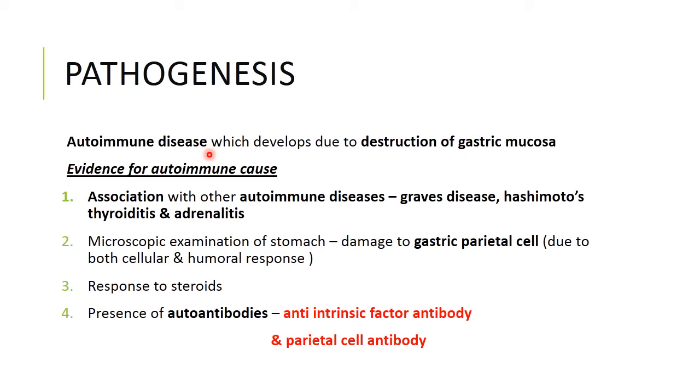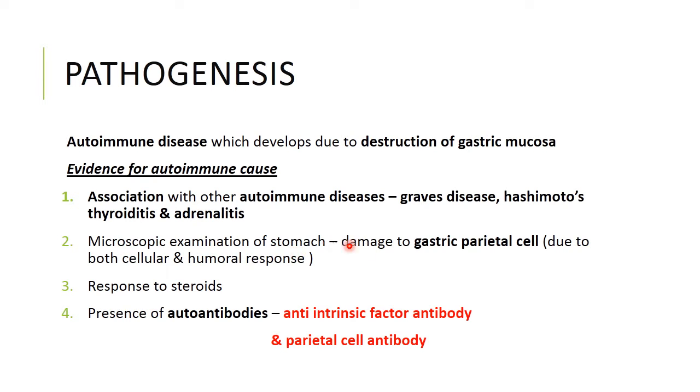Pathogenesis: it is an autoimmune disease which develops due to the destruction of gastric mucosa. Since the gastric mucosa is affected, the parietal cells are also affected, so they won't be able to release enough intrinsic factor. Some evidence for this autoimmune cause: there is association with other autoimmune diseases. Pernicious anemia appears along with other autoimmune diseases like Graves' disease and Hashimoto's thyroiditis, which are the two thyroid disorders, and adrenalitis, which is the inflammation of the adrenal gland.